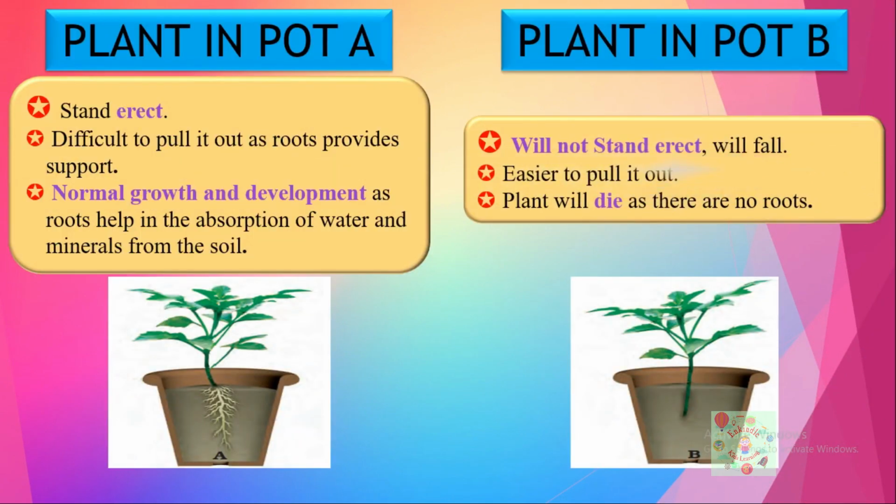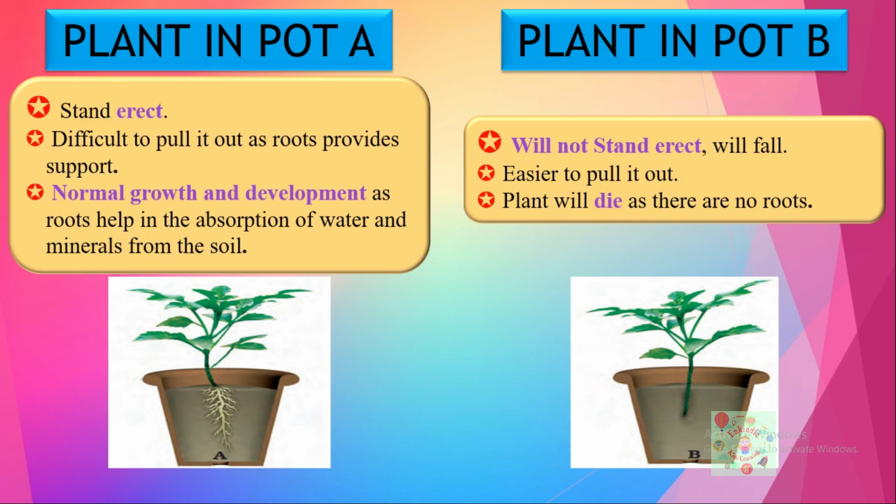You have to take two potted plants and you will have to remove roots from one of the plants. Label the plant with the root as A and label the plant without the roots as B. After potting the plants, you will have to water these plants for 7 days regularly. And after 7 days, you observe the plants.